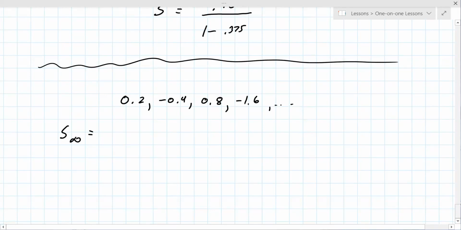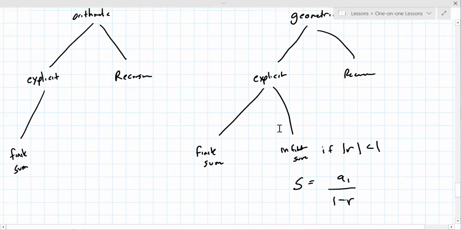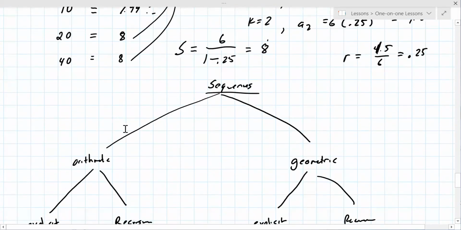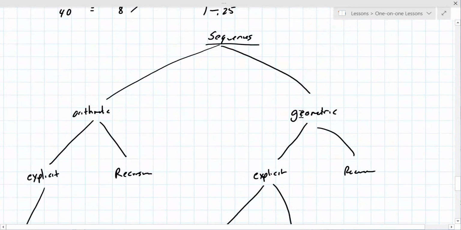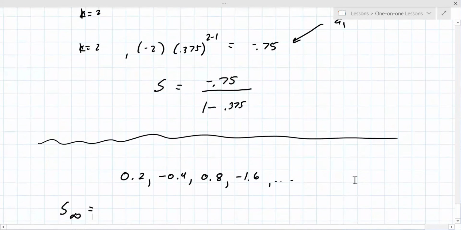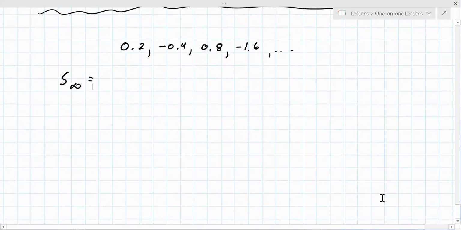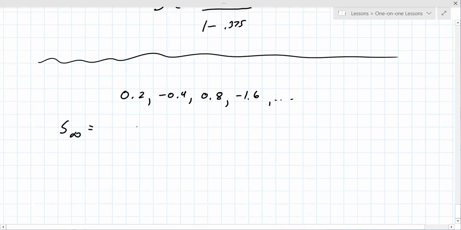Okay, so the first thing is you gotta know, that's why I go back to this path here: what kind of sequence is it? Because there's only one infinite sum that you know how to find, which is if it's geometric. Right. So is this geometric? Let me check.